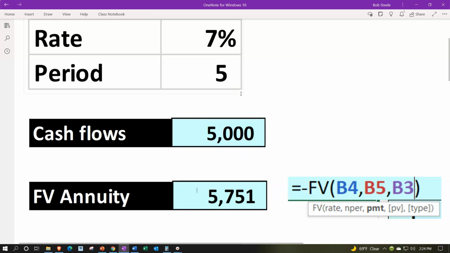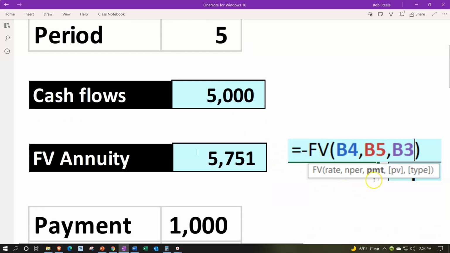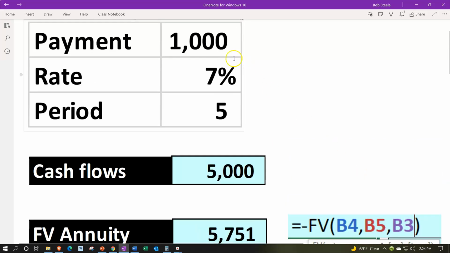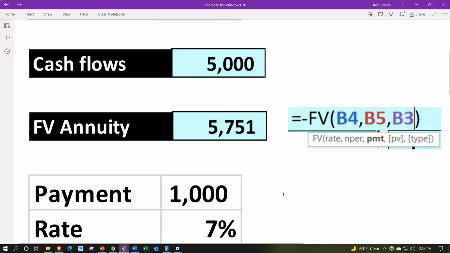The normal formula of an annuity then is equals negative FV. That negative sign is going to flip the sign, turning a negative result into a positive result. You can put that negative in front of the payment, but I like to put it in front of the FV brackets. Rate is going to be the 7%, comma. Number of periods is going to be 5 periods, and then comma, and the payment is going to be that 1,000, and that gives us a nice 5,751, cleanly done, easily done here, one calculation.